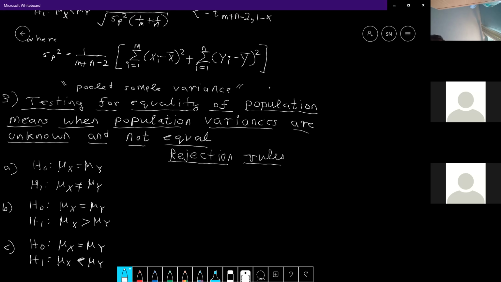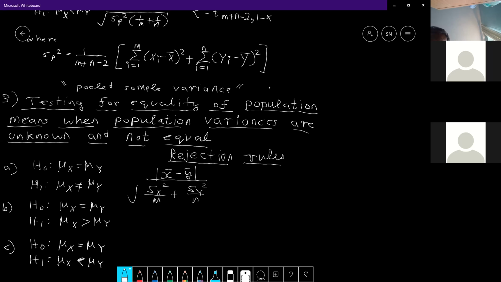All right, the first one is where the absolute value of x bar minus y bar divided by the square root of Sx squared over m plus Sy squared over n is greater than t with A degrees of freedom, comma 1 minus alpha by 2. Sx squared is the sample variance for the first sample. Sy squared is the sample variance for the second sample. I will define what A is in a minute, right?